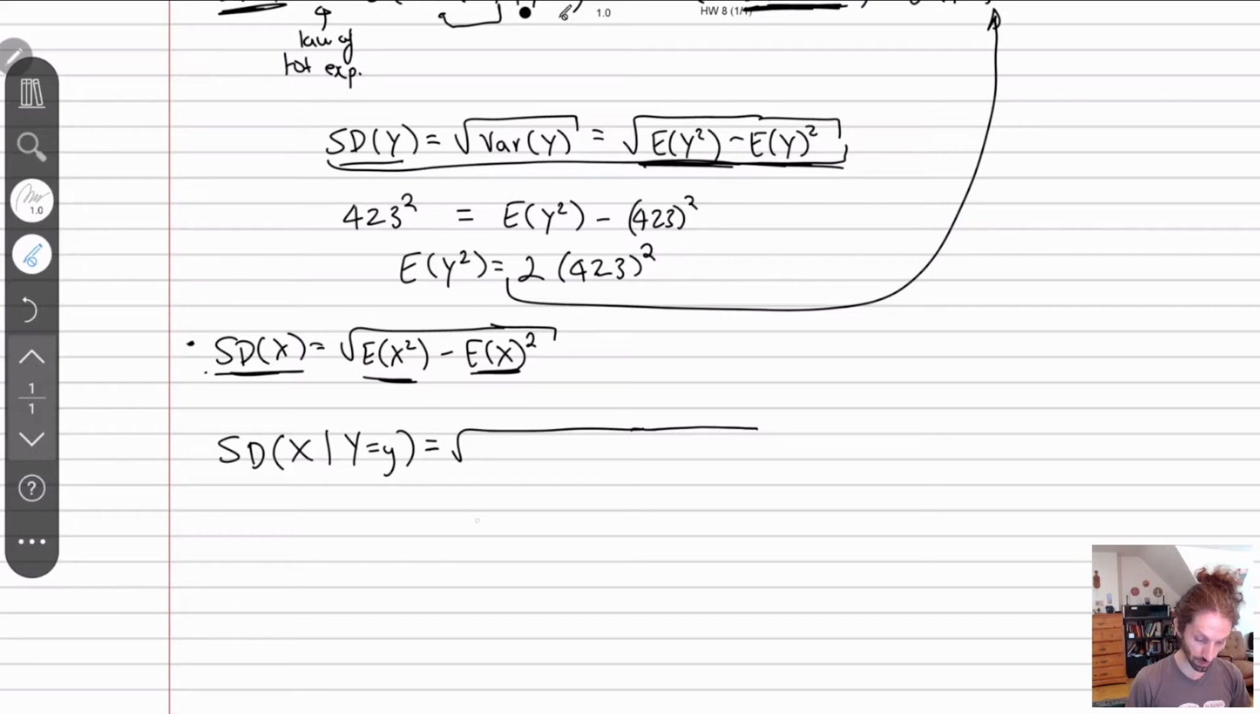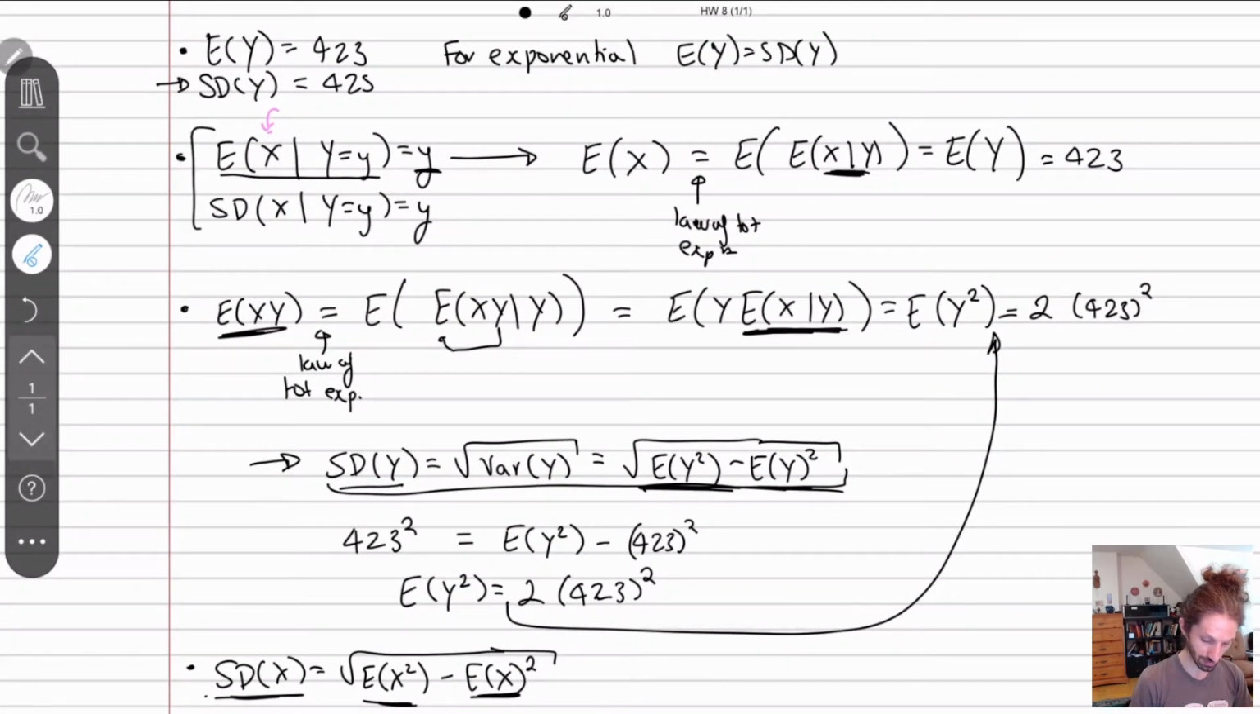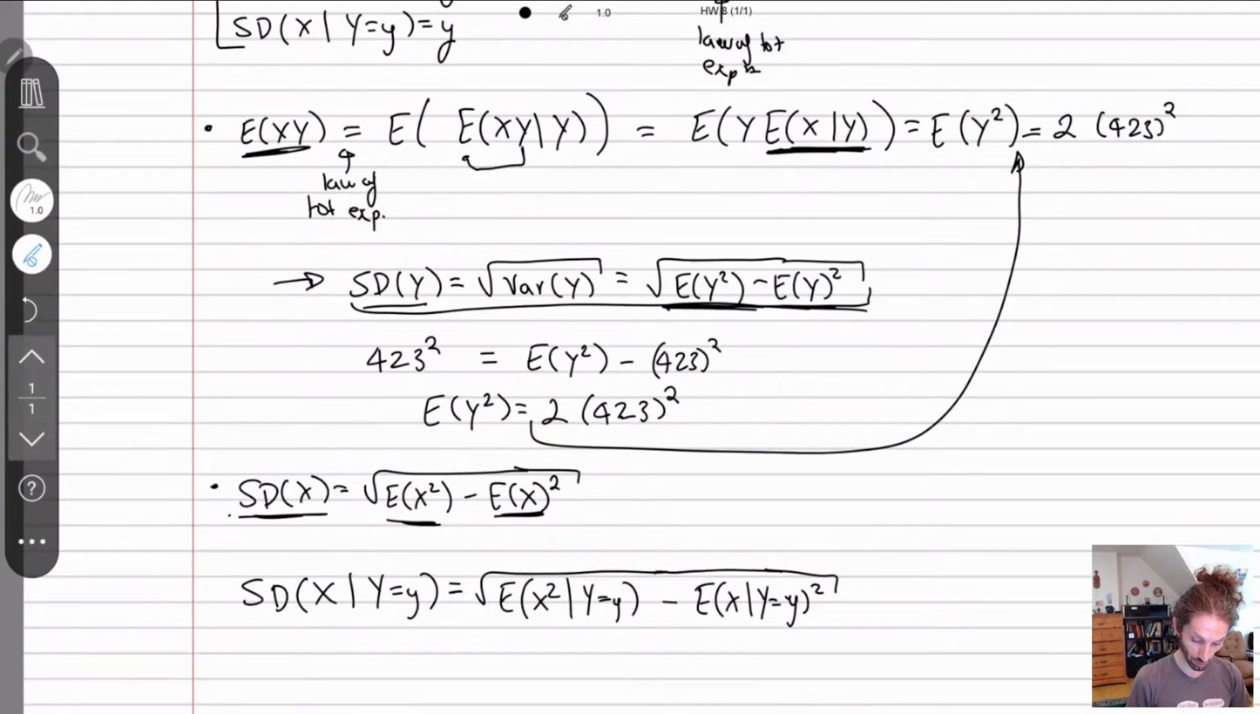So remember, this is only defined on random variables, right? So I can't put in x given y, right? SD of x given y doesn't make sense in this case. So here, what I get is x squared given y equals y minus E of x given y equals y squared. And here the reason why this is beneficial is because we already know these two things, right? It's exponential, so we already know what this is.